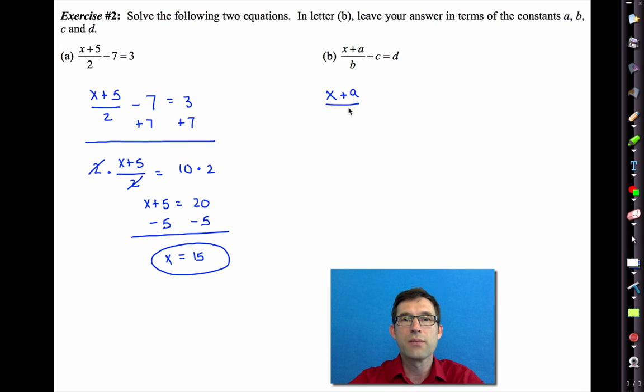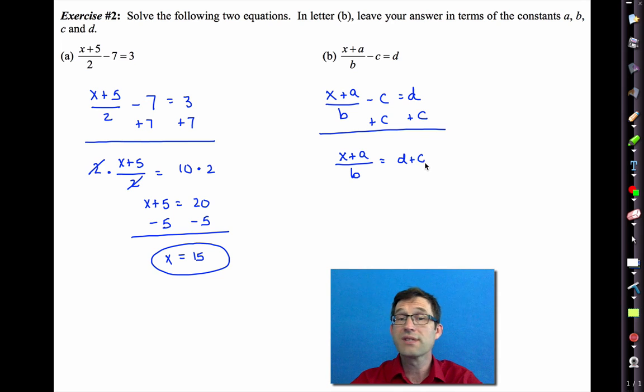Now we're going to run into similar problems that we did last time. We just have to keep in mind what we're doing. So last time, we added 7 as our first step. This time, we're going to add C. Additive property of equality works no matter what the numbers look like. The big difference is 3 plus 7 was 10. D plus C here is D plus C, or C plus D. Doesn't matter.